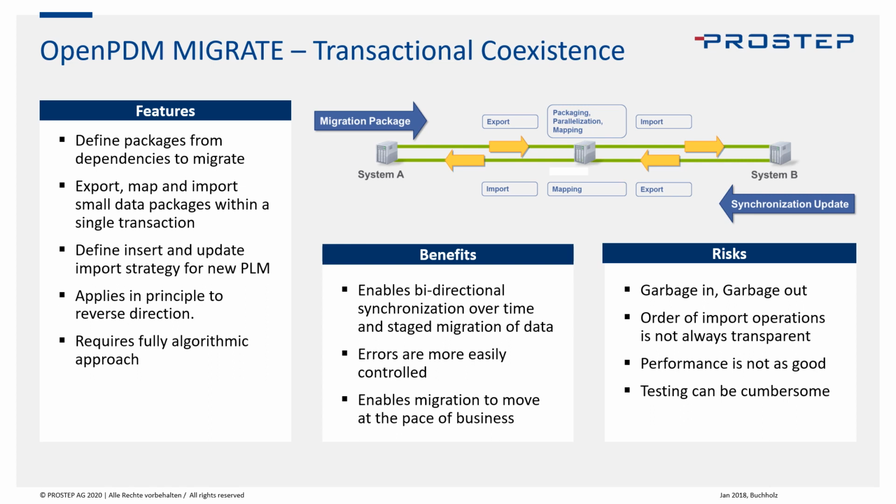So let's dig in a little bit more to the transactional coexistence style of migration. So this is defining packages of data that might be projects, that could be programs, could be groups or divisions of data, and then processing that through an integration-like pipeline that you're building in order to keep data synchronized between the two systems. That pipeline needs to be bidirectional.